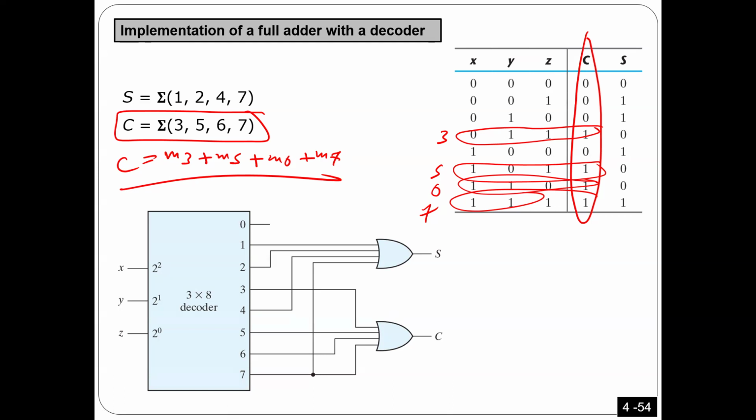So now look here, guys. Here I'm going to take minterm 3, because here we have 3, 5, 6, 7, and then I have to take 5, 6, 7, and then I will input them to an OR gate. This one. And now I've implemented the function using decoder.